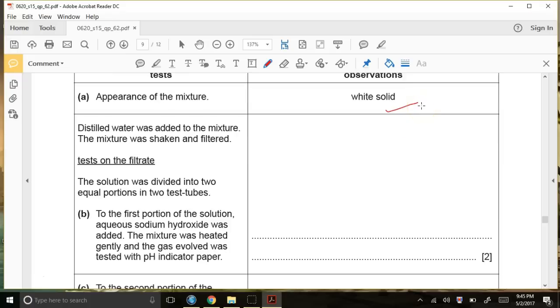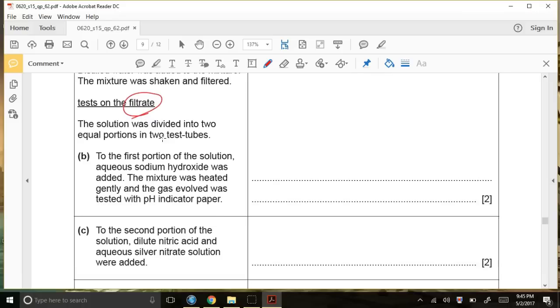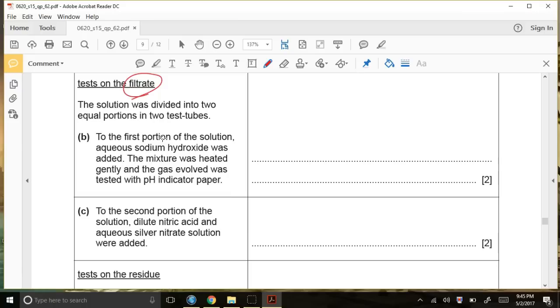That's why there's no transition elements involved. So they dissolved it, and let's have a look at filtrate. I hope you understand filtrate is the one that comes through the filter paper. The solution was divided into two portions, and the first of them was tested with sodium hydroxide, and the mixture was heated and gas was tested.